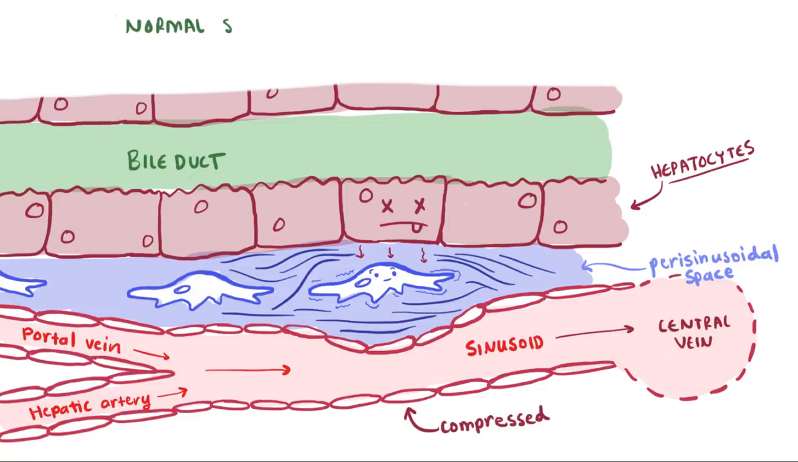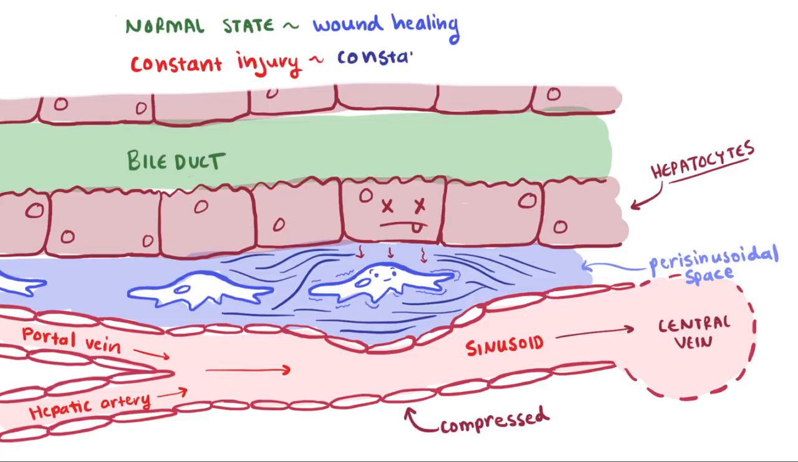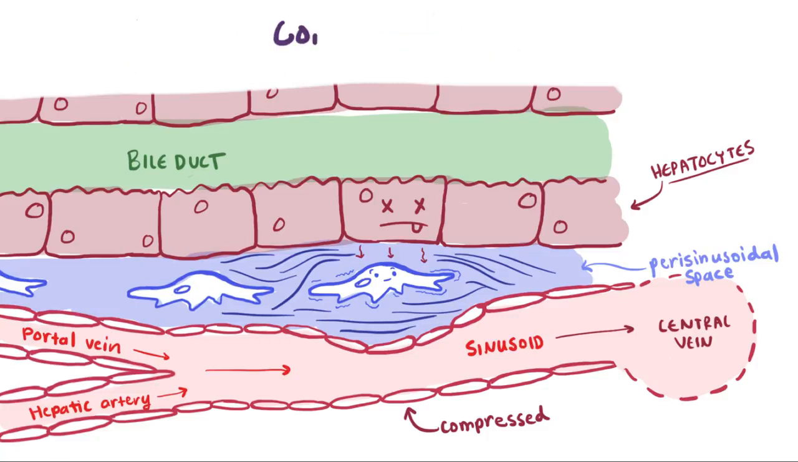It's thought that in a healthy, normal state, these stellate cells play key roles in the natural wound healing process. But when the liver cells are constantly injured, the stellate cells are constantly activated, and so they constantly produce collagen and factors that lead to fibrosis. And this is when complications due to cirrhosis start to crop up.